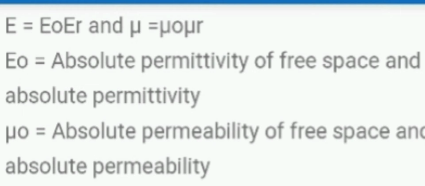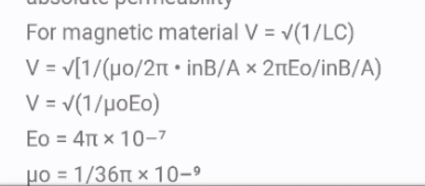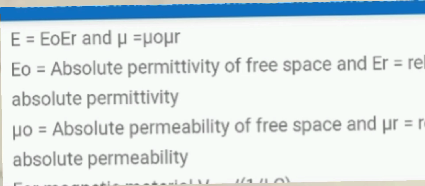So when you multiply these two things together, you observe that they cancel each other. We cancel 2 pi, because here we have mu naught over 2 pi, and ln b over a cancels as well. Then we'll be left with epsilon naught mu naught.